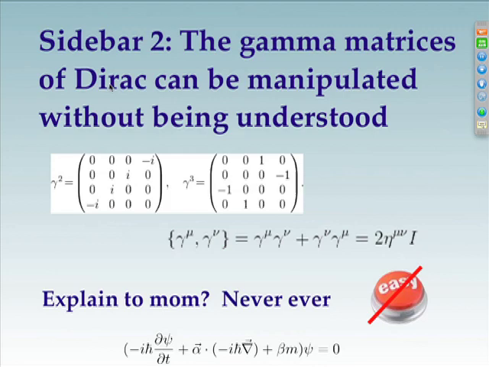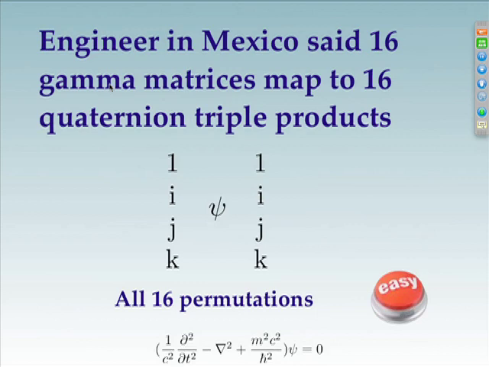That's a good question. So it's one nice thing about owning quaternions.com is that people all over the planet, if they do a little bit of research in quaternions, sometimes stumble over my work. They communicate with me. And so there's an engineer in Mexico, and he said that the 16 gamma matrices map to the 16 quaternion triple products. I was like, really? I mean, that at least can be summarized quickly, right?